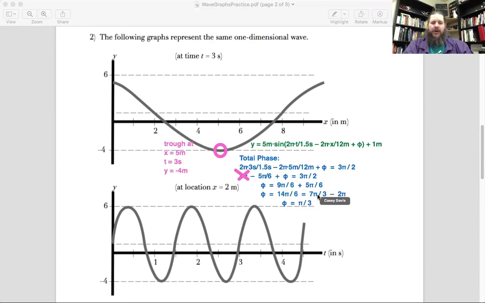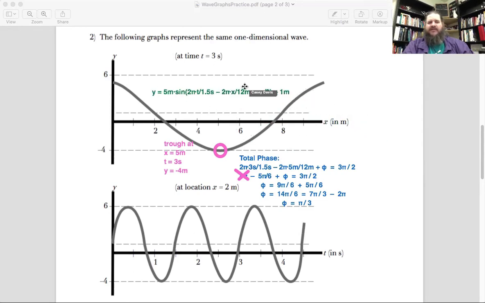7 pi over 3 will work, or if we had included the 4 pi, the result we get would work. But it's easiest to use, and I guess most consistent, if everybody's using the same phi value for the same wave. So we standardize this by expecting the phi value to be somewhere between 0 and 2 pi. So I would use pi over 3 here. We can now fill that into our original equation, replace phi with pi over 3. And this is now our equation for the whole wave.